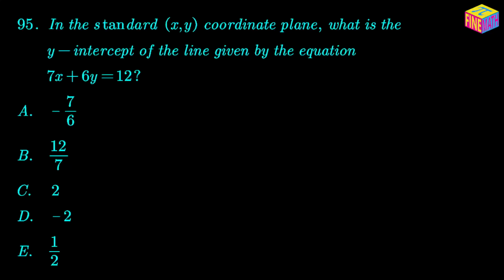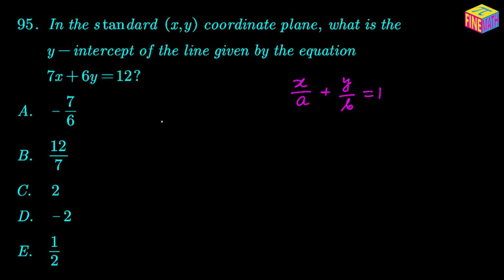We already know the intercept form of the equation of a straight line is like this: x over a plus y over b is equal to 1, where a is the x-intercept and b is the y-intercept. So in this case we have to find out the value of b, right? So let's try to convert the given equation into this form.